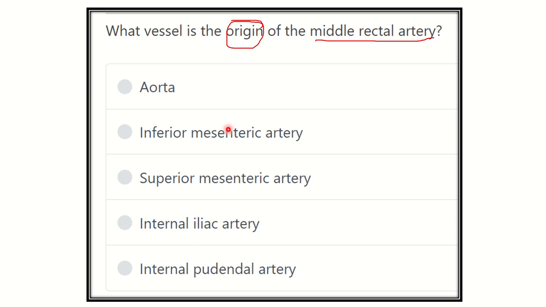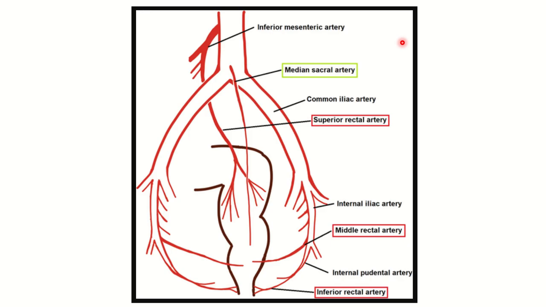So we have to find out the one artery from which the middle rectal artery arises. The middle rectal artery supplies the rectum, and it is known to us that the rectum is supplied by the superior rectal artery, middle rectal artery, and inferior rectal artery. First of all, let's see the rectum in this picture. In this picture, we can see this is the rectum.